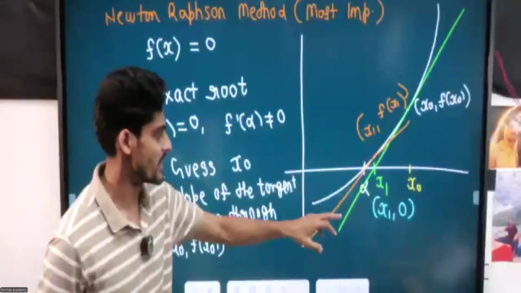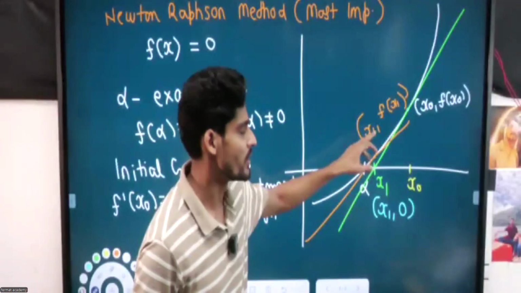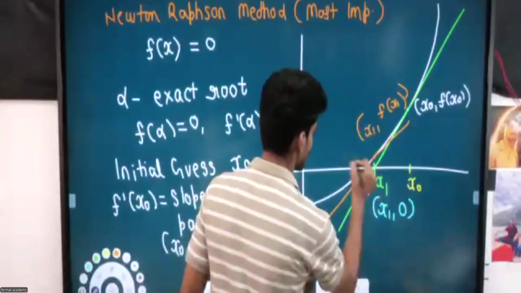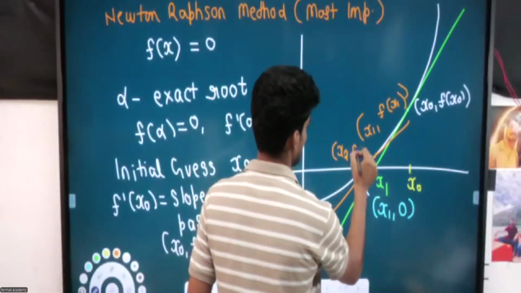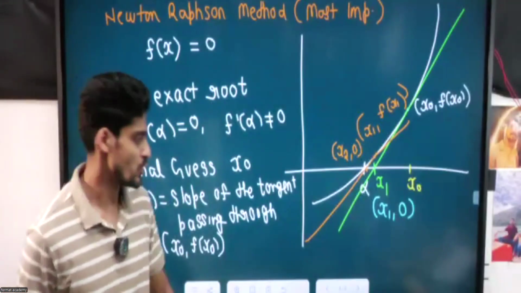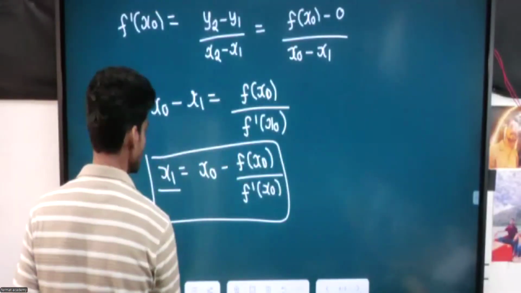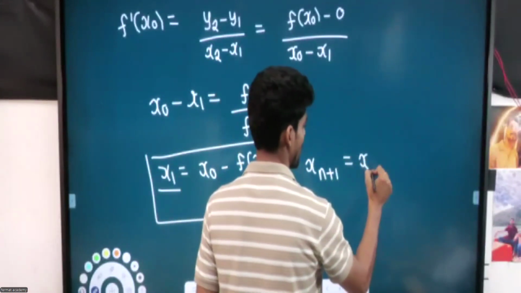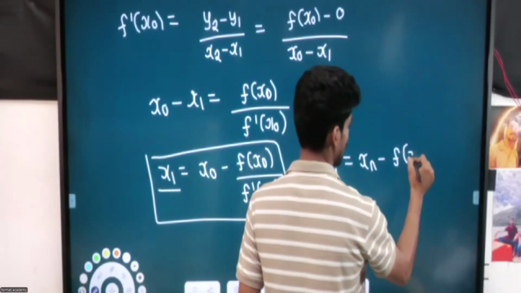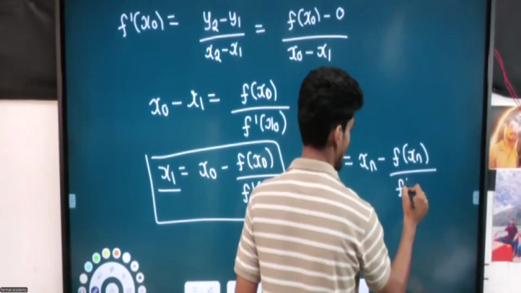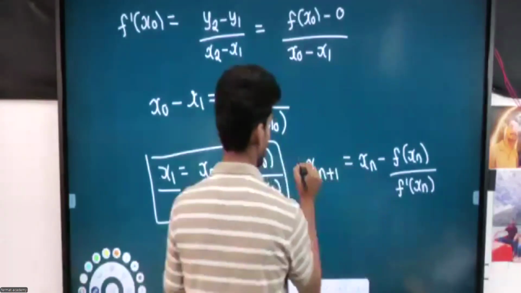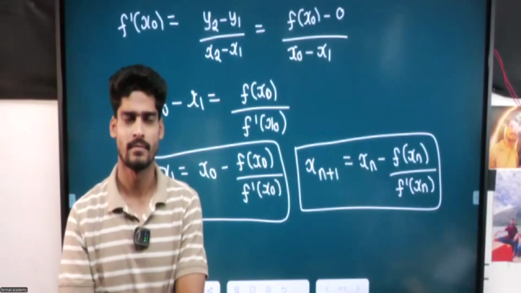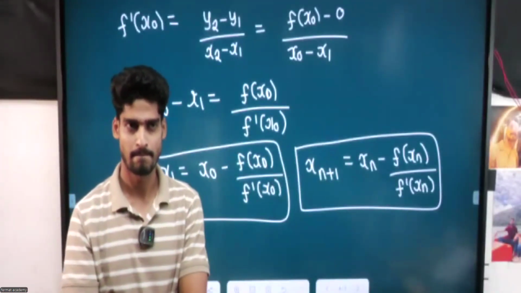So with the same procedure, if you find the tangent passing through x1 comma f(x1), this point will be called x2 comma 0, the third iteration. In general, I can say the (n+1)th iteration will be given by xn minus f of xn divided by f prime of xn. Is the procedure fine? Yes, sir.